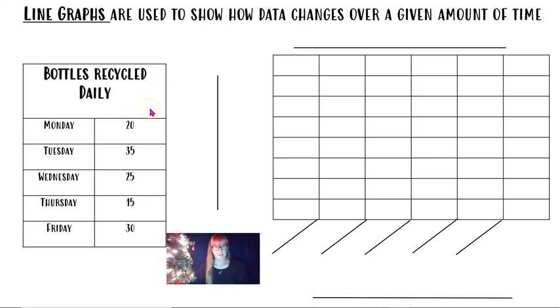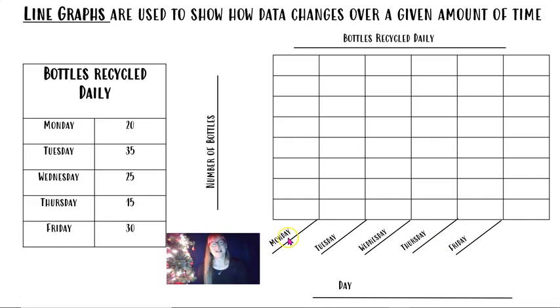So this data table here is showing us the number of bottles that have been recycled daily. I'm going to take the title of my data table and go ahead and make that the title of my graph. My x-axis this time is going to be the days of the week. And then my y-axis, these numbers over here are representing the number of bottles that have been recycled. Now that I've labeled my title and both axes, I'm going to go ahead and put the days of the week down here. For a line graph, my x-axis is going to show the increments in time.